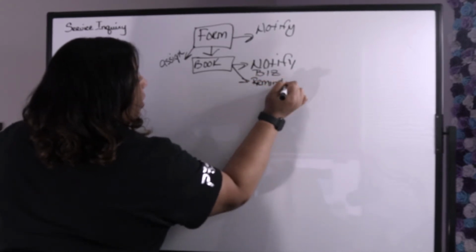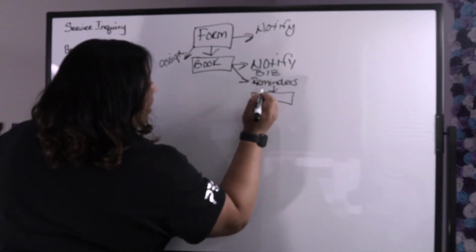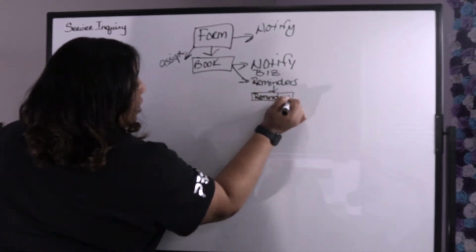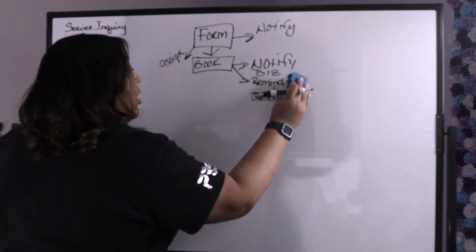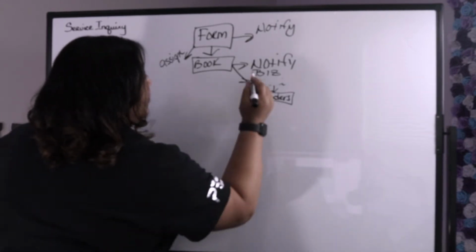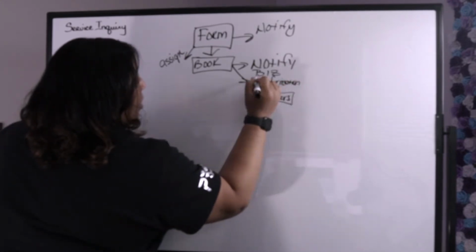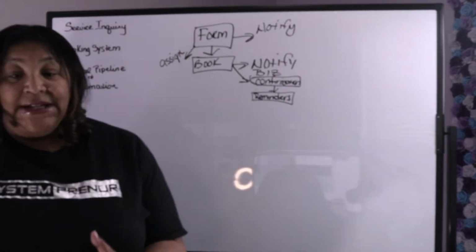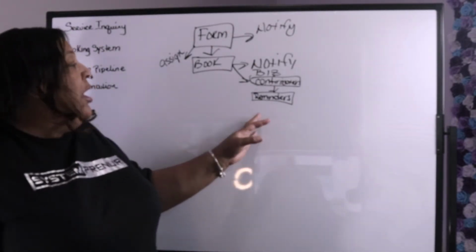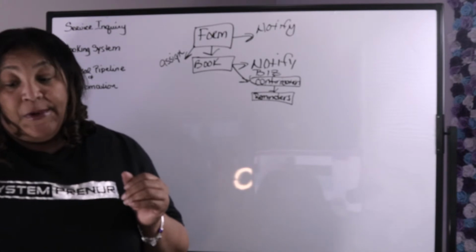Okay. And then I should have done it the other way. Let's do it this way: reminders and then confirmation. All right. And then the reminders can be text and email, okay?